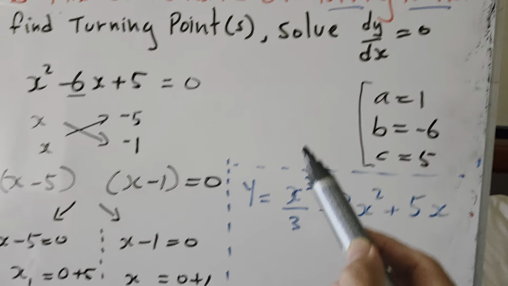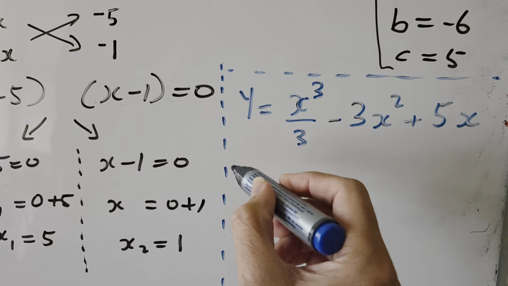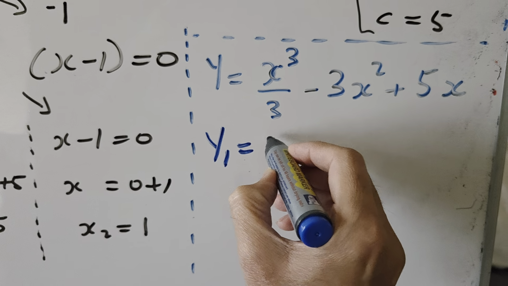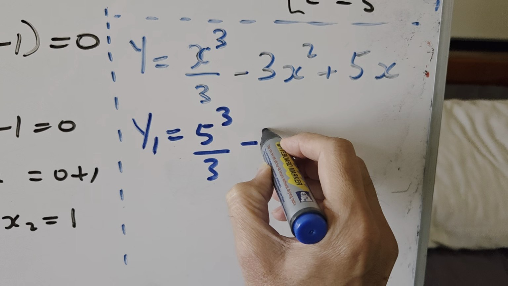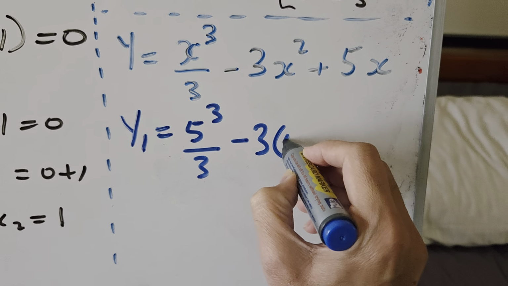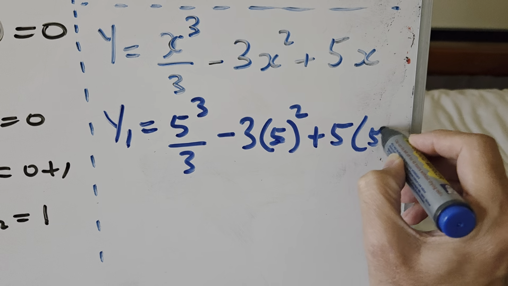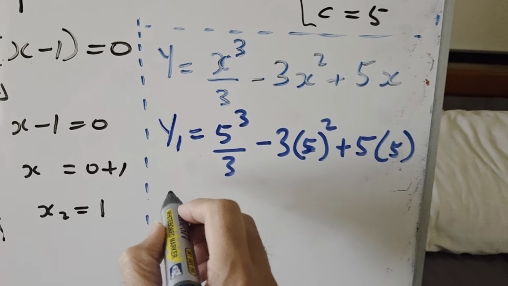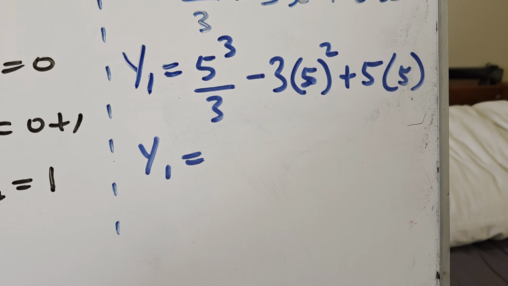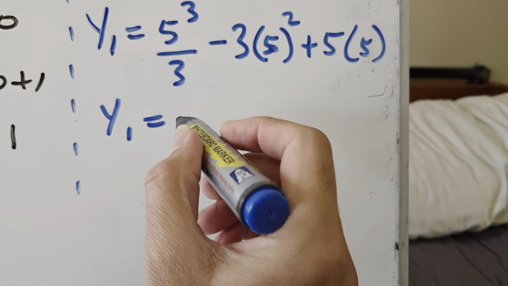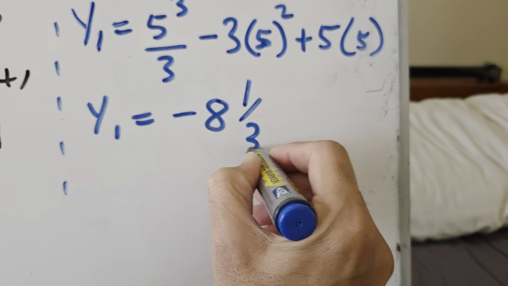We are finding the turning points. So let's start with x1, 5. Put 5 in place of x. So your corresponding y1 will be equal to 5 to the power of 3 divided by 3 minus 3 times 5 squared plus 5 multiplied by 5. So your y1 is going to be equal to, so here use a calculator and we get negative 8 and 1/3.